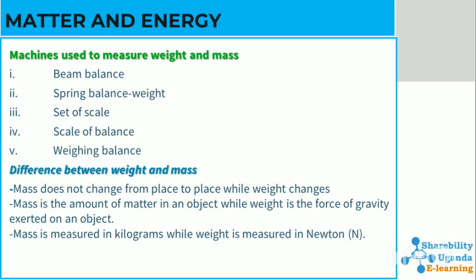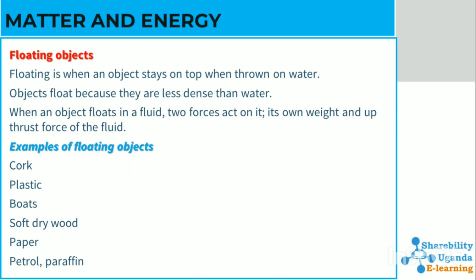Then we can look at the differences between weight and mass. Mass does not change from place to place while weight changes. Mass is the amount of matter in an object, while weight is the force of gravity exerted on an object. Mass is measured in kilograms, while weight is measured in newtons.